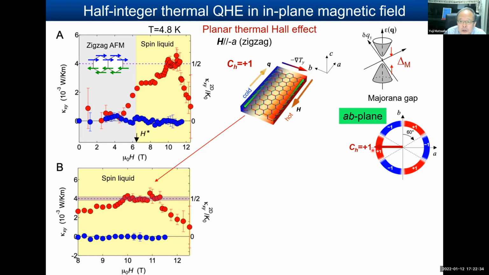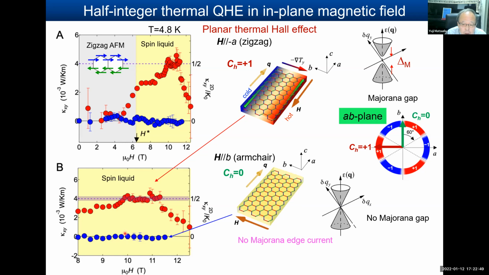Next we apply the magnetic field parallel to the B-axis. In this case, from the symmetry argument, the Chern number is zero. So in this case, we observe no thermal Hall effect, indicating no Majorana edge current. So these are consistent with the Kitaev model.